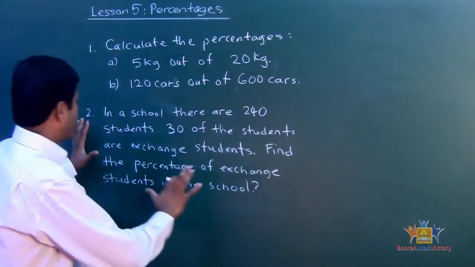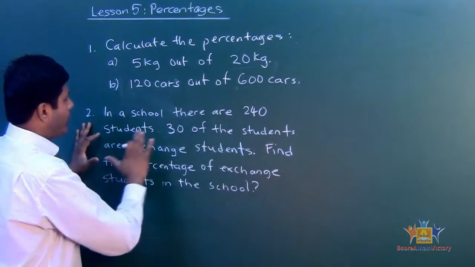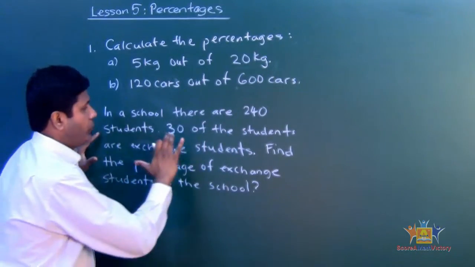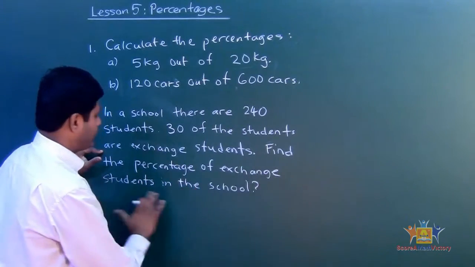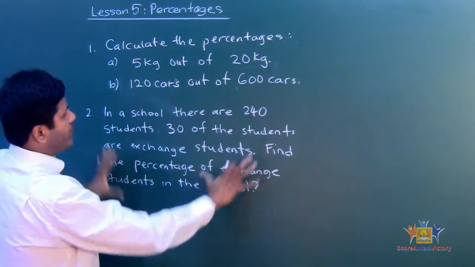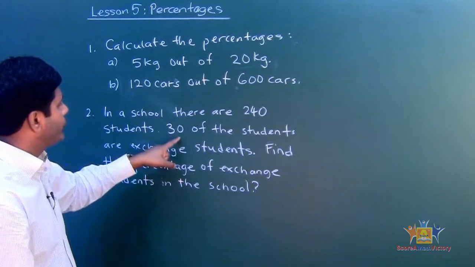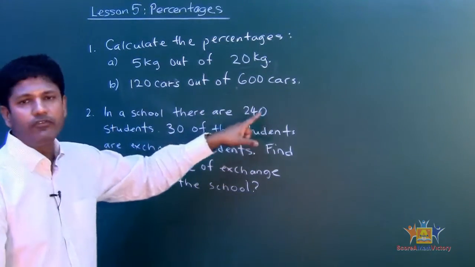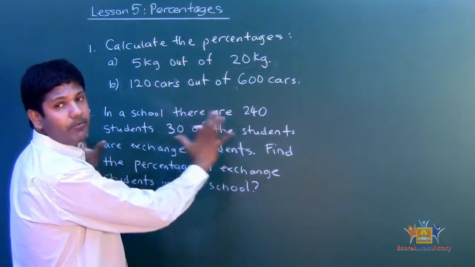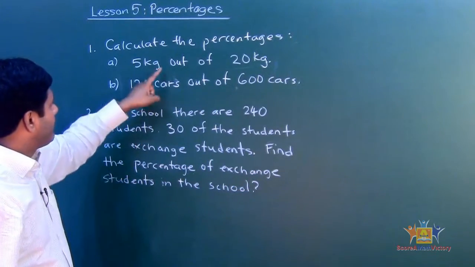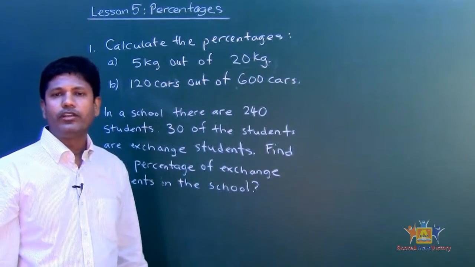Alright, my students, problem 2 in the form of a word problem. Look at that. In a school, there are 240 students. 30 of the students are exchange students. Find the percentage of the exchange students in the school. Now, if I had to translate that, it would have been: calculate the percentage of 30 students of the 240 students. That's it. Same thing, but I put it in more of a word problem. I elaborate. Okay? So in other words, it would be 30 students out of 240 students. That's it.